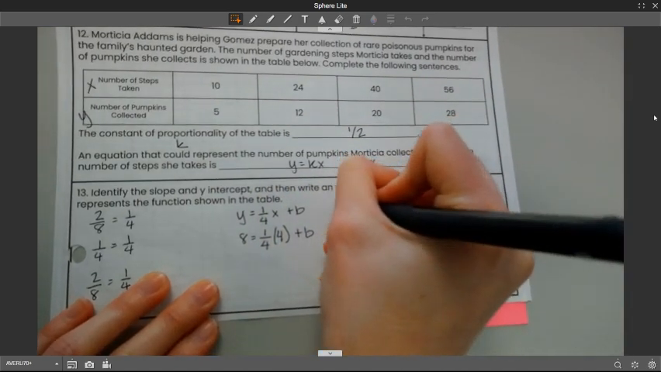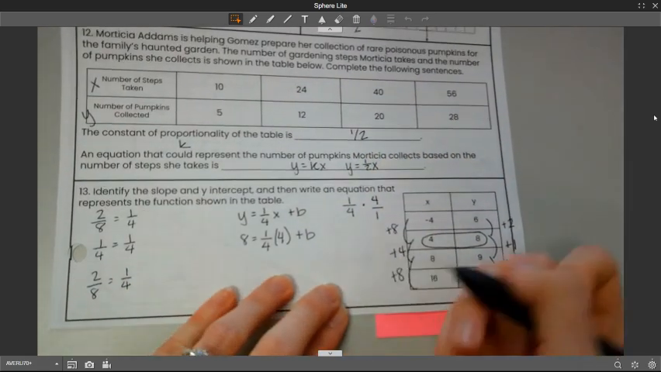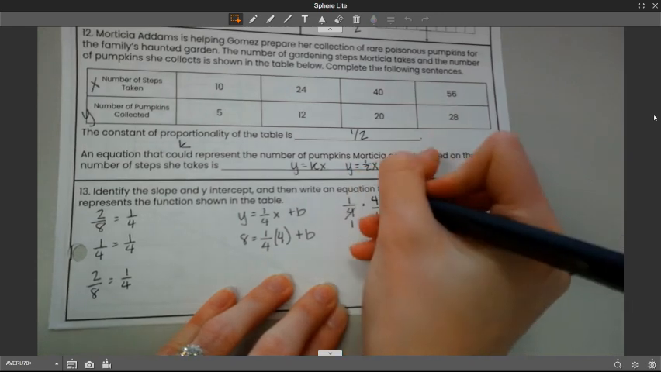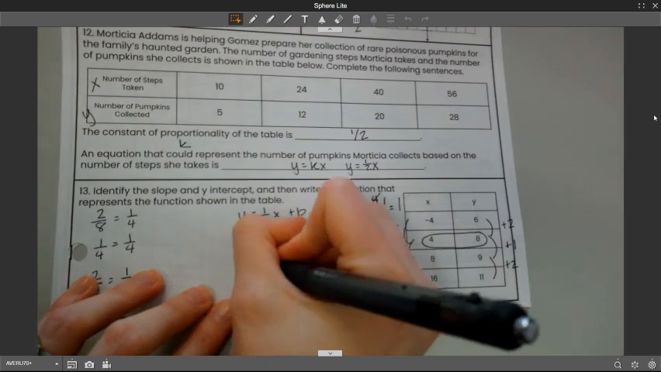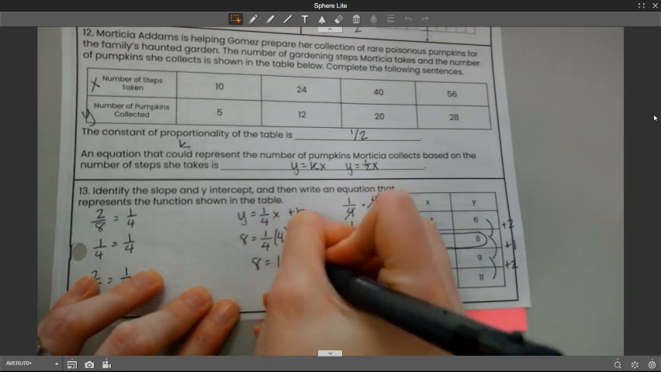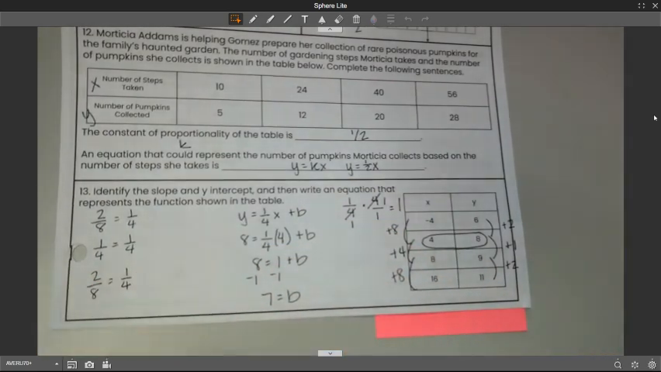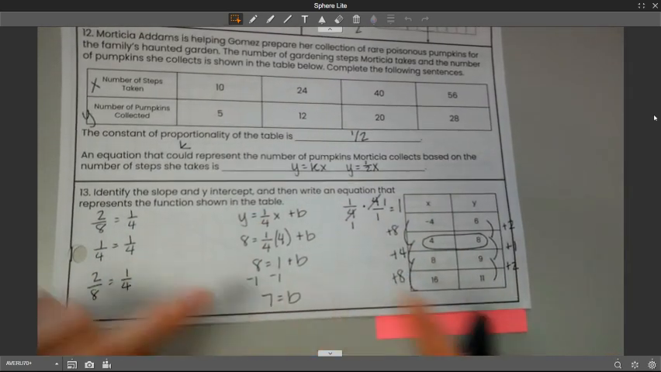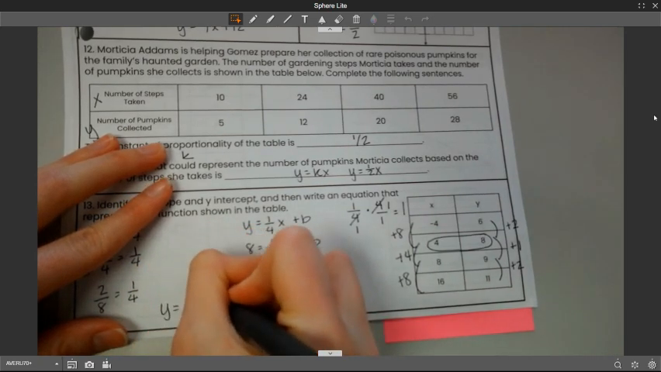Well, 1/4 times 4 over 1. I see that both of these are divisible by 4. 4 divided by 4 is 1. 4 divided by 4 is 1. And 1 times everything is just 1. So I get 8 is equal to 1 plus b. So I subtract 1 from both sides. 7 is equal to b. So I have my rate of change, I have my y-intercept. My equation is y equals 1/4 x plus 7.